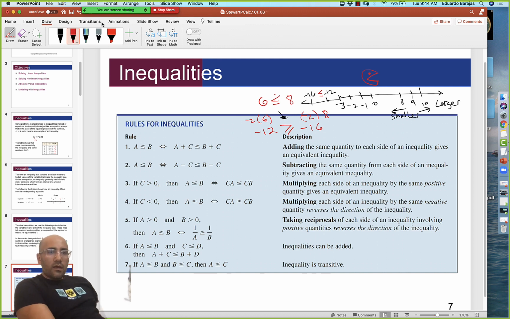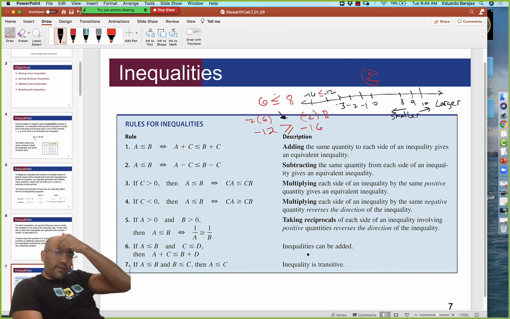Okay, the next property says that if a and b are both positive, and we have an inequality that is true, this one, then what happens when we flip it over and do 1 over a and 1 over b? The direction of the inequality changes.